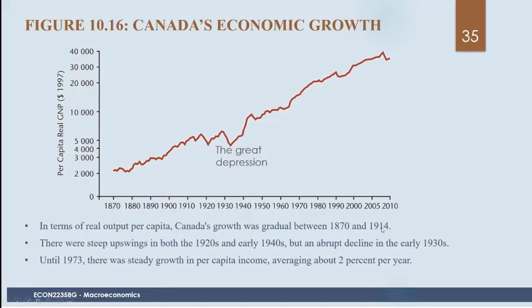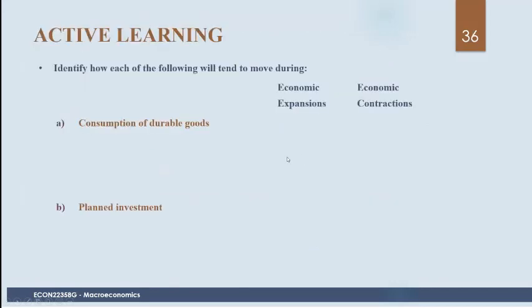It was gradual between 1870 and 1914. Still not too bad. And then there were steep upswings in the 1920s and 30s here, but an abrupt decline in the early 30s. Well, that's because of the Great Depression. And until 1973, there was steady growth in per capita income, averaging around 2% per year. The average growth rate has been less since the mid-1990s. So maybe AI, or artificial intelligence, might be the thing that can boost our productivity even further and further increase our standard of living.